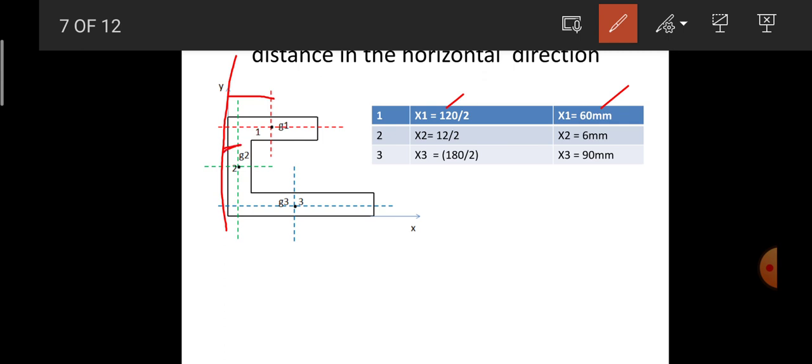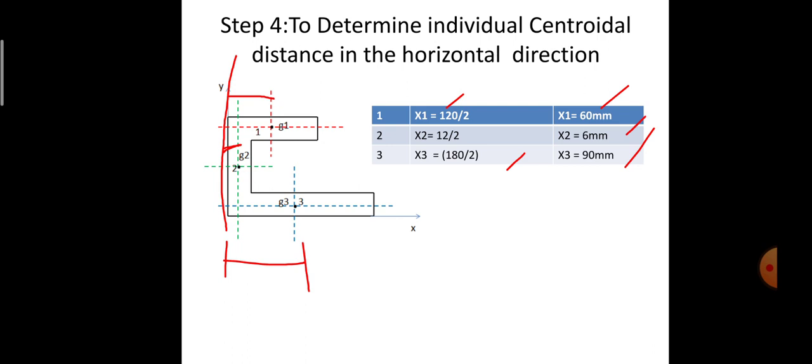So the second will be equal to, 12 mm is the width of the second rectangle. So half of that will be equal to 6 mm. That is the x2 distance from the assumed y-axis. So as in case of x3, the overall distance is 180. Half of that is equal to 180 by 2. That comes on to be 90 mm, which is the value of x3.